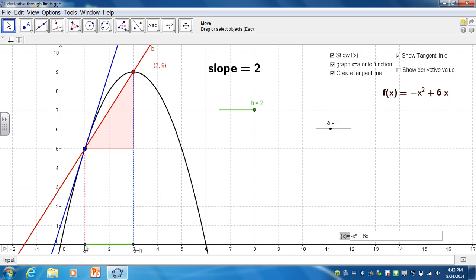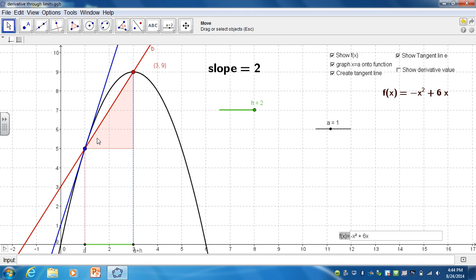So in this example, 1 was where I started. I'm letting h equal 2. So my other point is going to be 1 plus 2, which is 3. And that's why it's graphed over here at 3. Now I can find the slope through 2 points, like you did in Algebra 1 and Algebra 2, with y2 minus y1 divided by x2 minus x1.